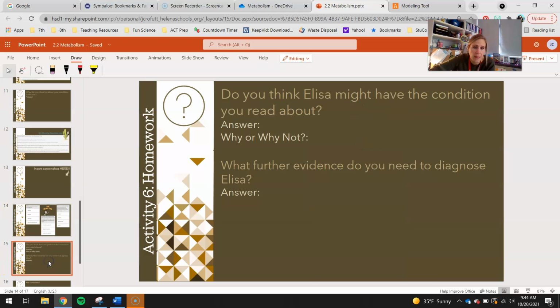Okay, finally, do you think Elisa might have a condition you read about? Why or why not? And what further evidence do you need to diagnose Elisa? So do we really have enough evidence, or are we just making a guess? So what might you need to actually see?